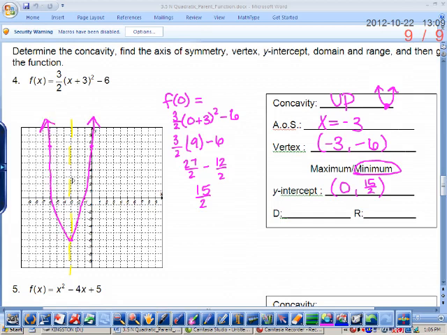For these graphs, I'm okay with just 3 points. Your vertex, your y-intercept, and the mirror point. All right, what's the domain? Good, and your range?